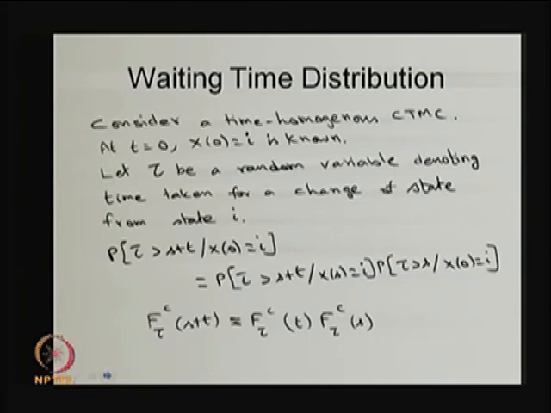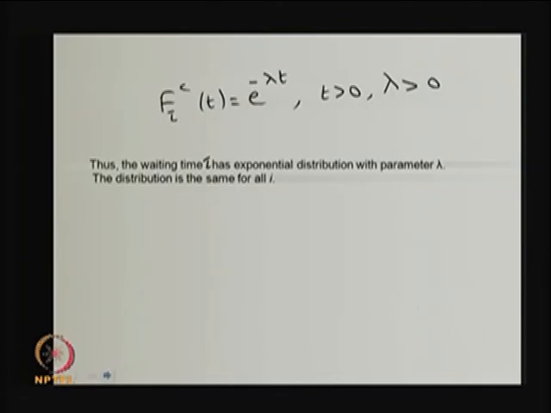Now, we found that the time spent in each state is exponentially distributed with some parameter lambda i. The distribution is the same for all i, whereas the value of the parameter lambda may depend on i.